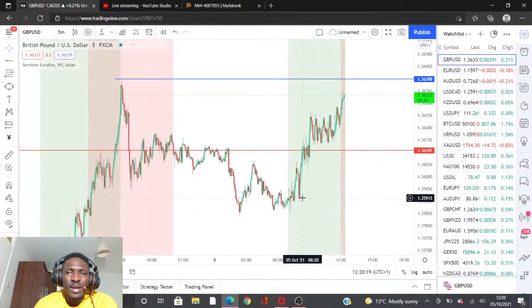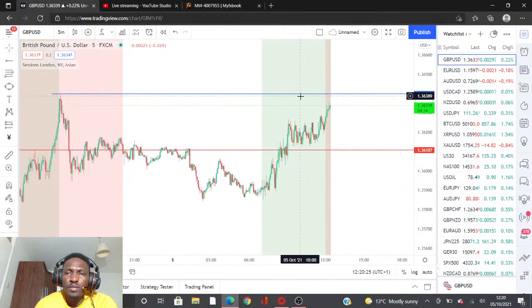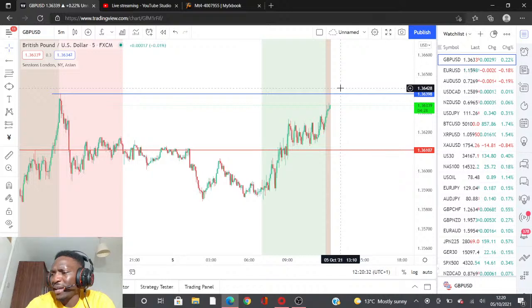But obviously, I expect the market could potentially come and break yesterday's high before we see that reversal. We're only just five pips away from there, and I will be adding to my short position if the market does end up breaking yesterday's high.